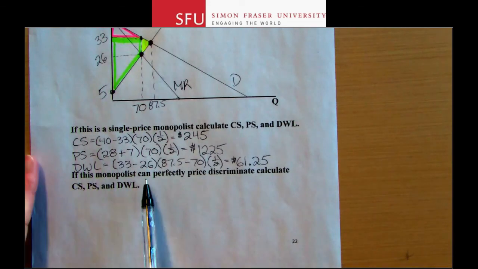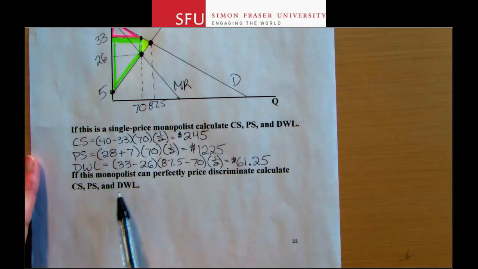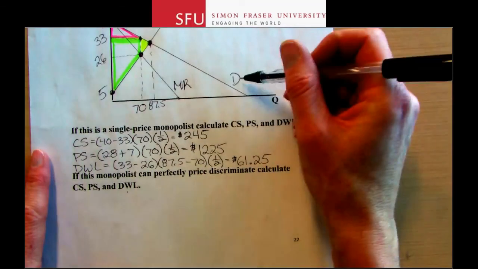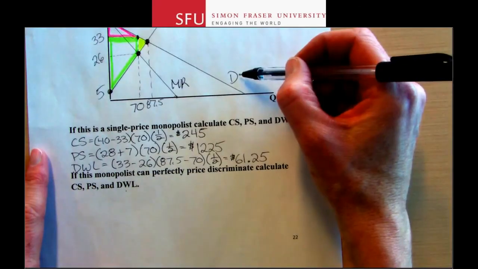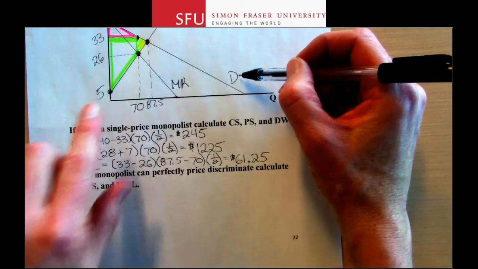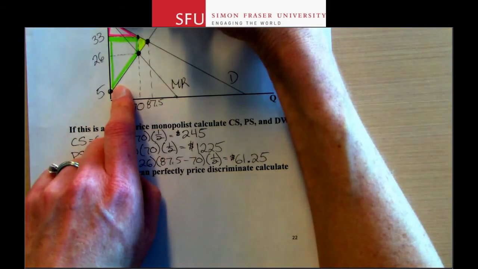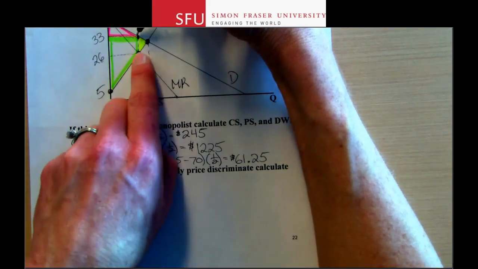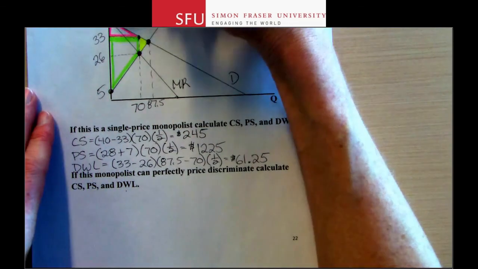If the monopolist can perfectly price discriminate, calculate consumer surplus, producer surplus, and deadweight loss. All right, so perfect price discrimination will mean that we don't have this separate MR curve. It would mean that the demand curve is the MR curve, and so then the firm would produce the good all the way up to here. So the price they're paid is here, here's their marginal cost. So as long as the price covers the marginal cost all the way up to there. So they will produce 87.5, but they will get paid everything.